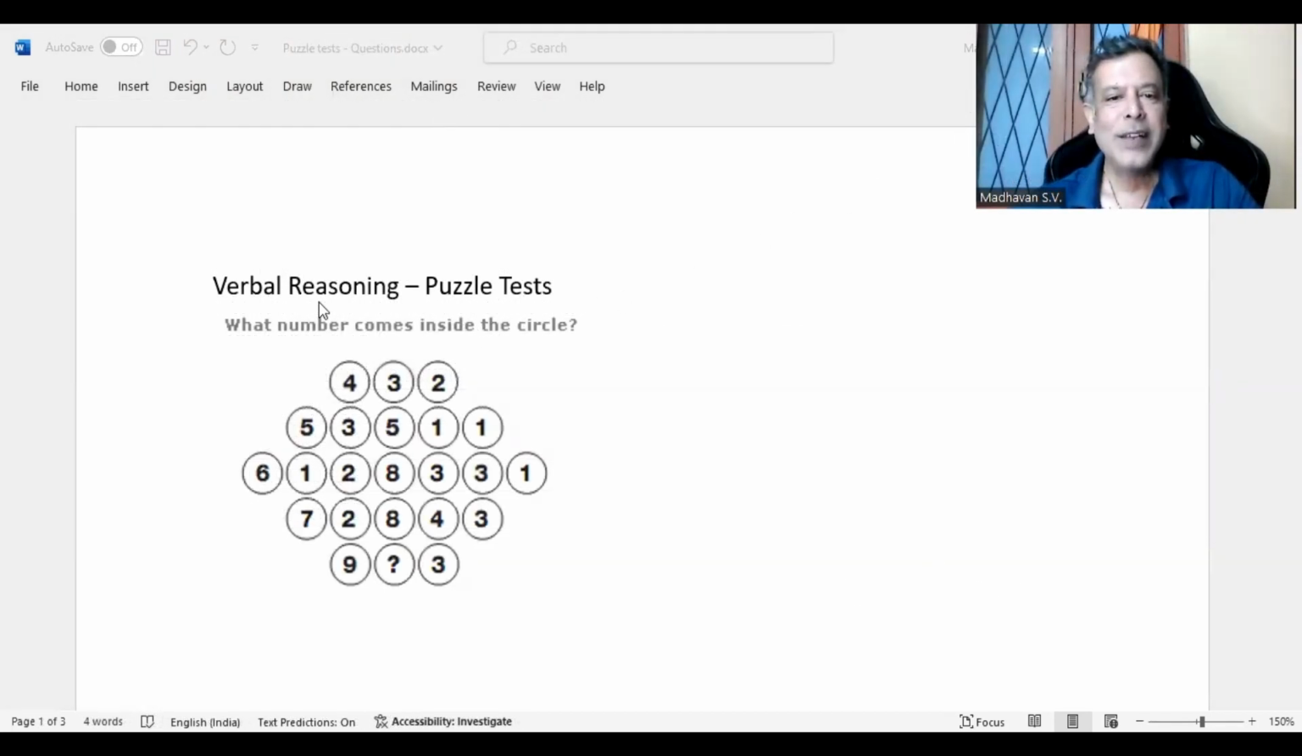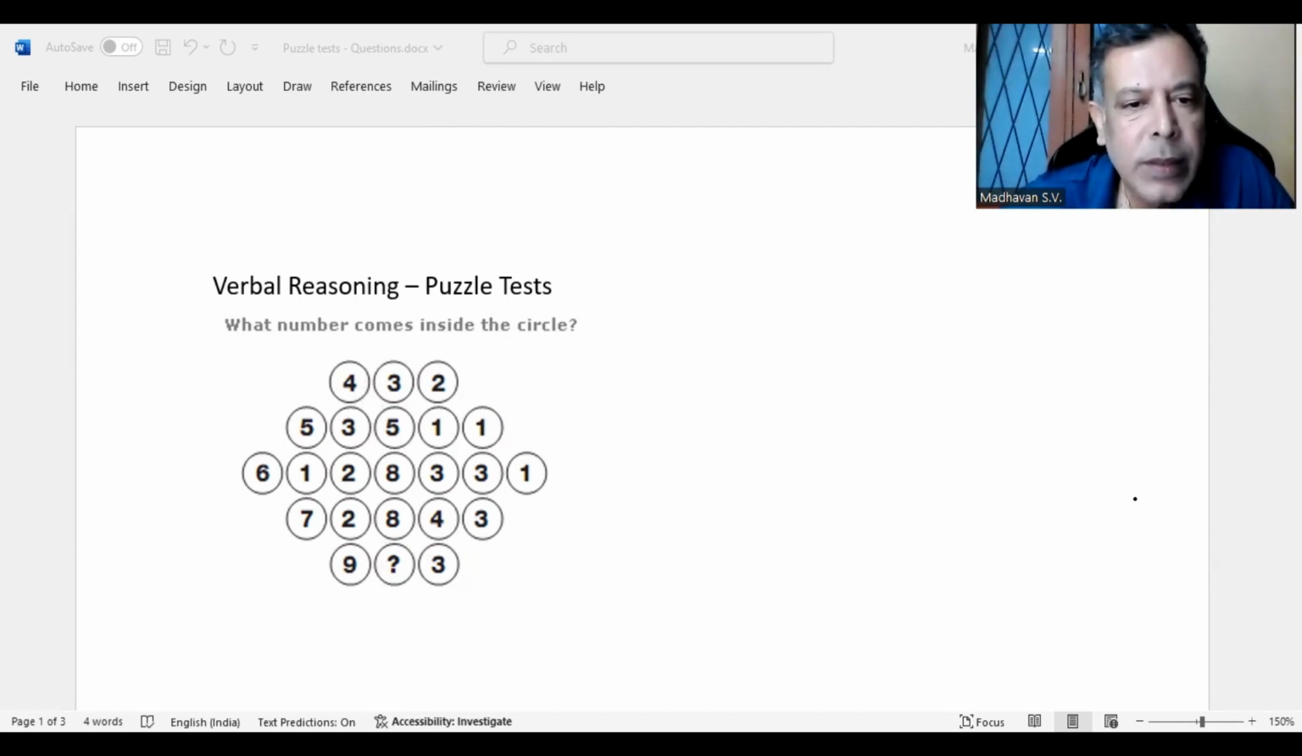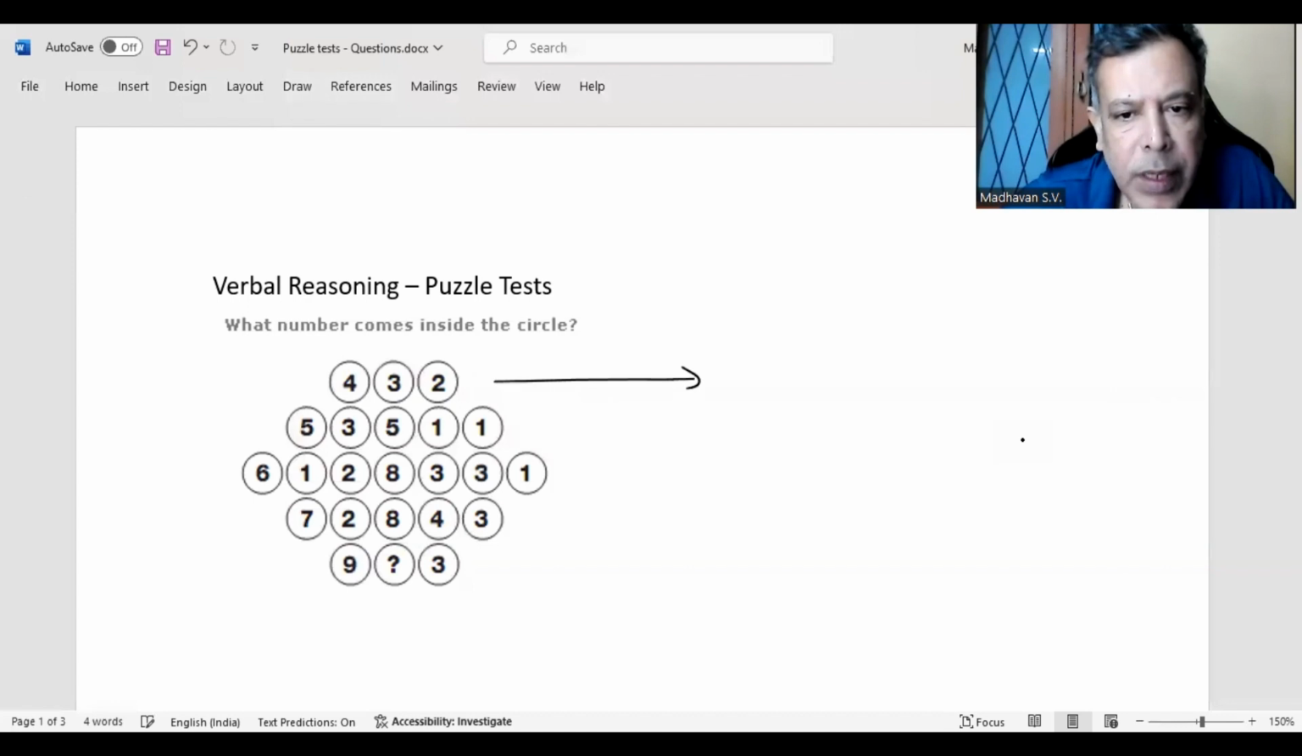As a part of verbal reasoning, the next topic is puzzle tests. First question, what number comes inside the circle? Means last row, there is a circle where there is a question mark. We need to find out that. If we compare each row, we may notice one thing, that the middle number is, for the example, the first one, middle number is nothing but sum of the other two numbers divided by 2. So which is 6 by 2.